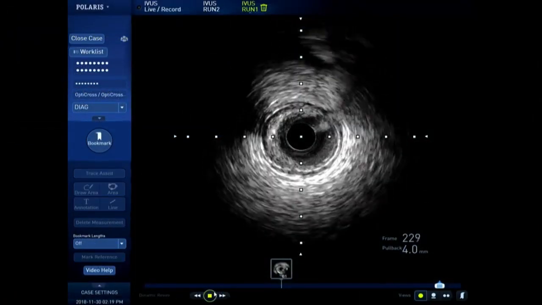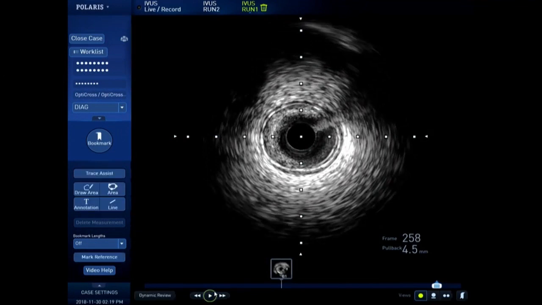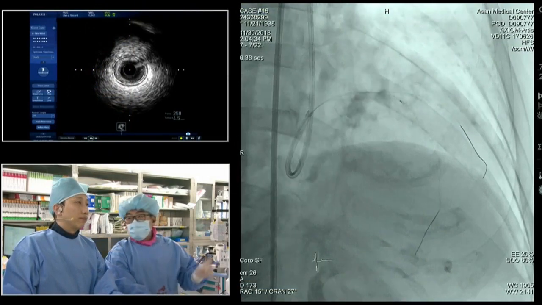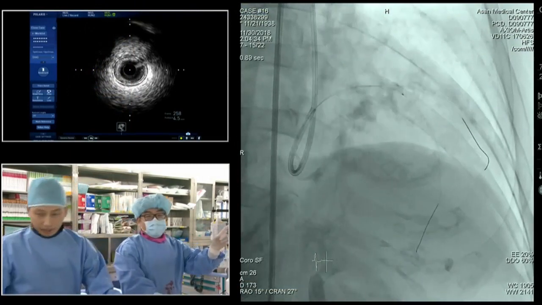But this is a store loop. You can see the IVUS probe cannot be advanced into the LAD. So obviously the stenosis is really tight. Next. And then we ran an IVUS from the diagonal. Yes, IVUS from the diagonal.